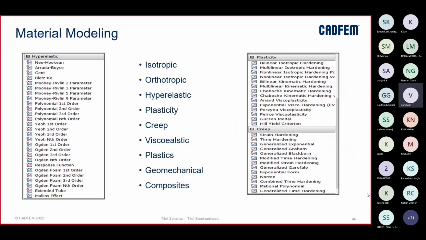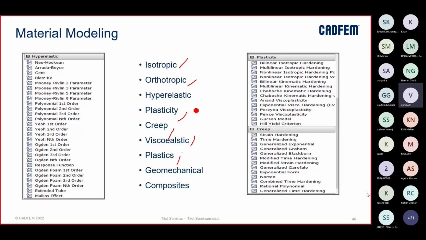And the next one is material modeling. For hyperelastic materials, you can see here there are neo-Hookean, Mooney-Rivlin, polynomial, Yeoh, Ogden, and response function. Everything is available. Different kinds of materials, isotropic, orthotropic, which is complex, composite materials, hyperelastic material, plasticity, creep, viscoelastic, plastics, everything can be modeled. Plasticity, creep, geomechanical material, composite, all the material data is there, and material modeling can be done here, and the same material will be used in the analysis to solve the problem.